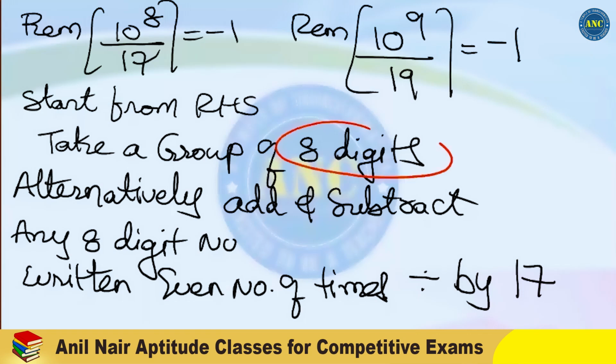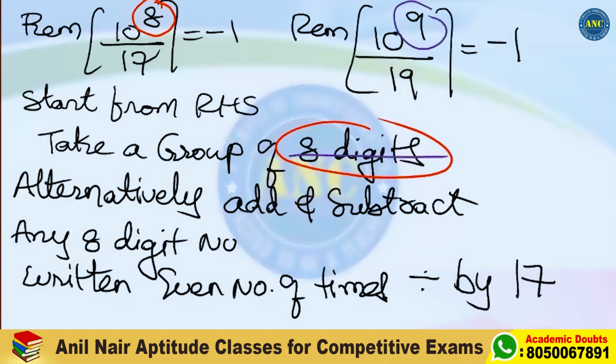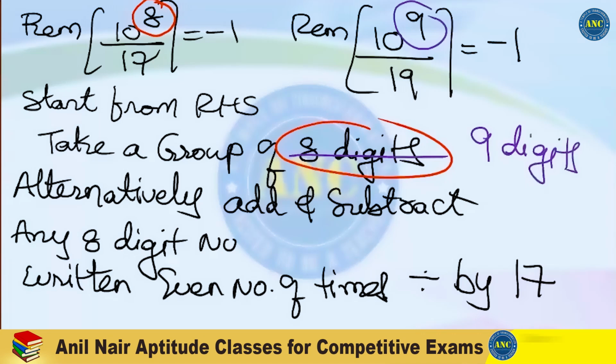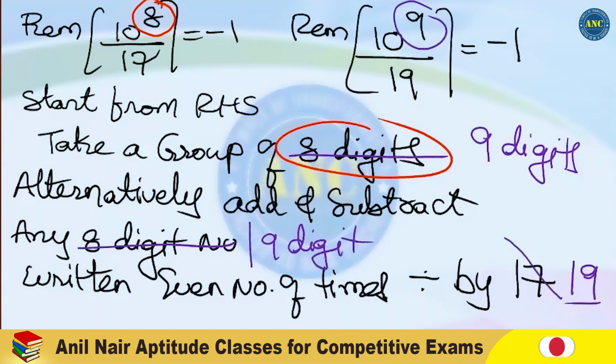Why these 8 digits came? Because the power is 8. Suppose if the power is 9, these 8 digits will become 9 digits. These 17 will become 19. Simple. Once you understand, once the foundation is strong, you can build as many floors as possible.